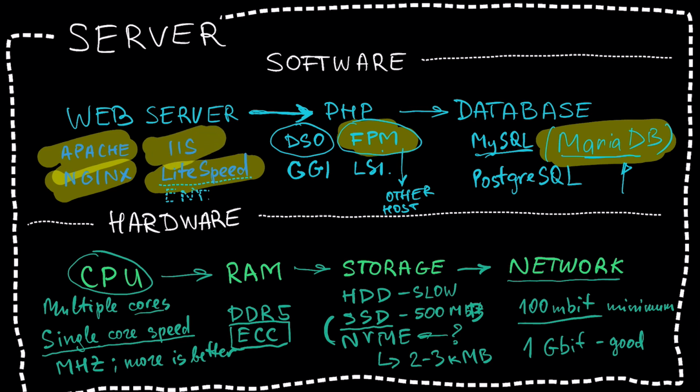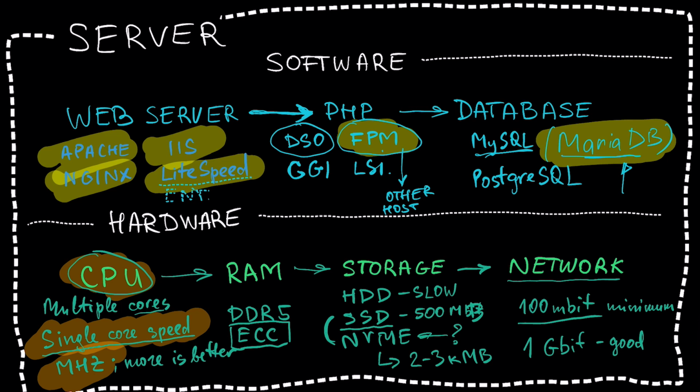Right. Out of the hardware, definitely CPU is key. Megahertz is what you need, and single core performance is a must have. Storage, at least SSD, and network 100 megabit per second. Alright, so these were the most important components of every server. I hope this information will help you to choose your service provider wisely and make your web page run fast.